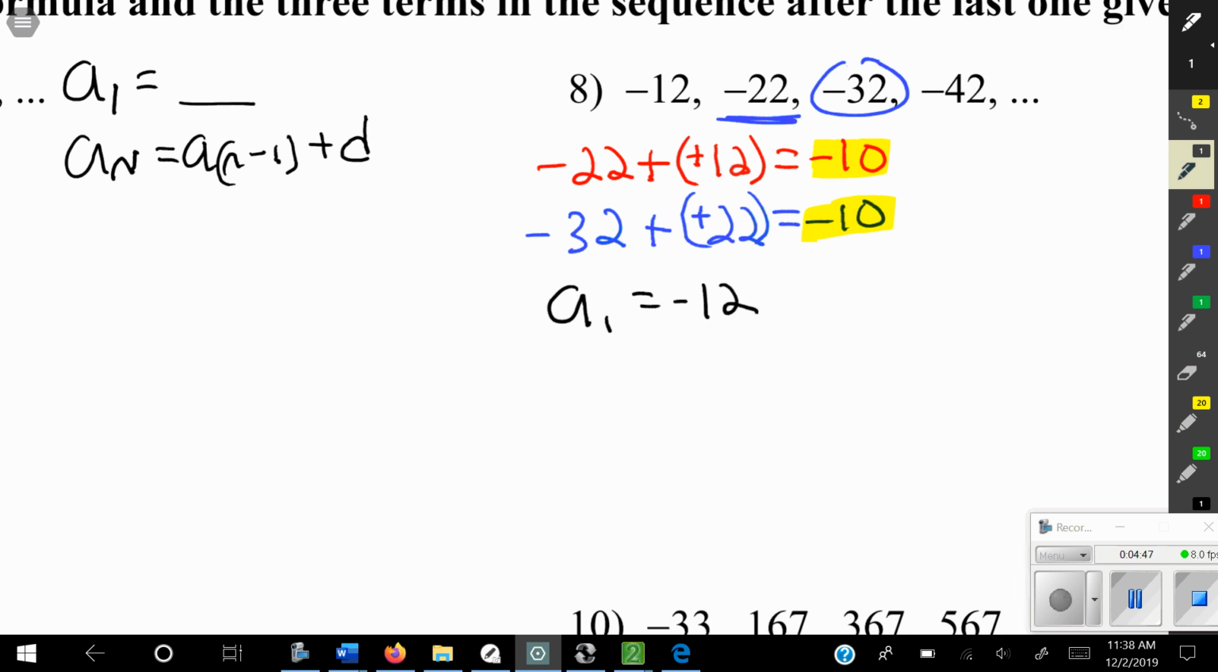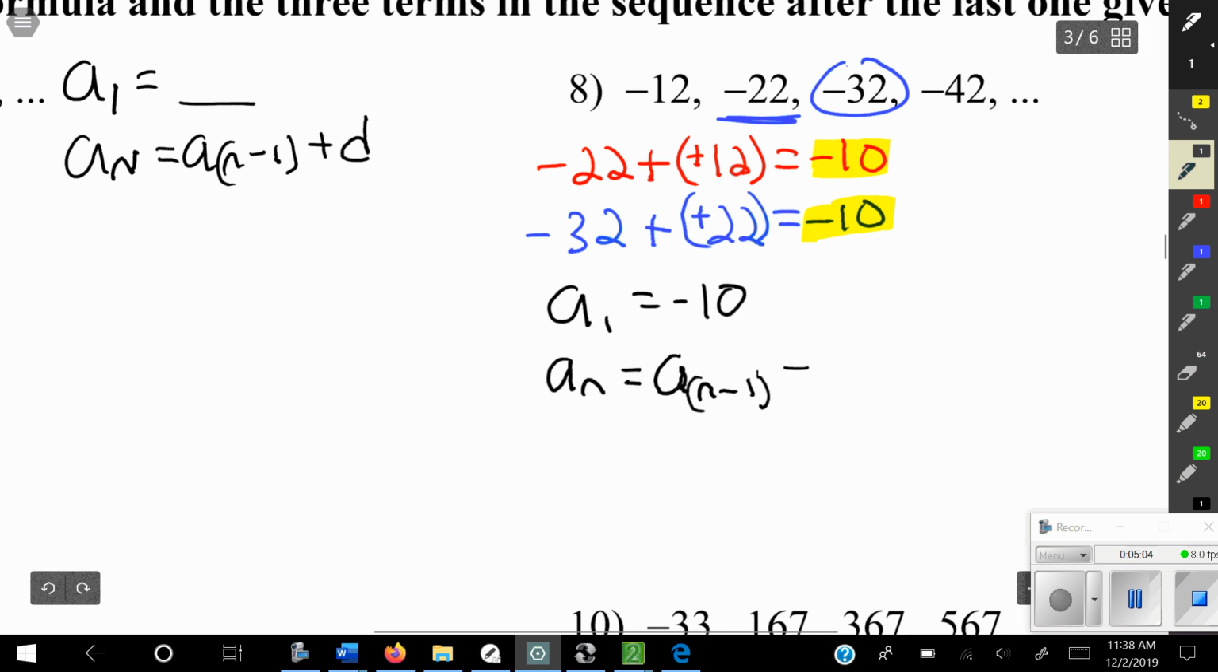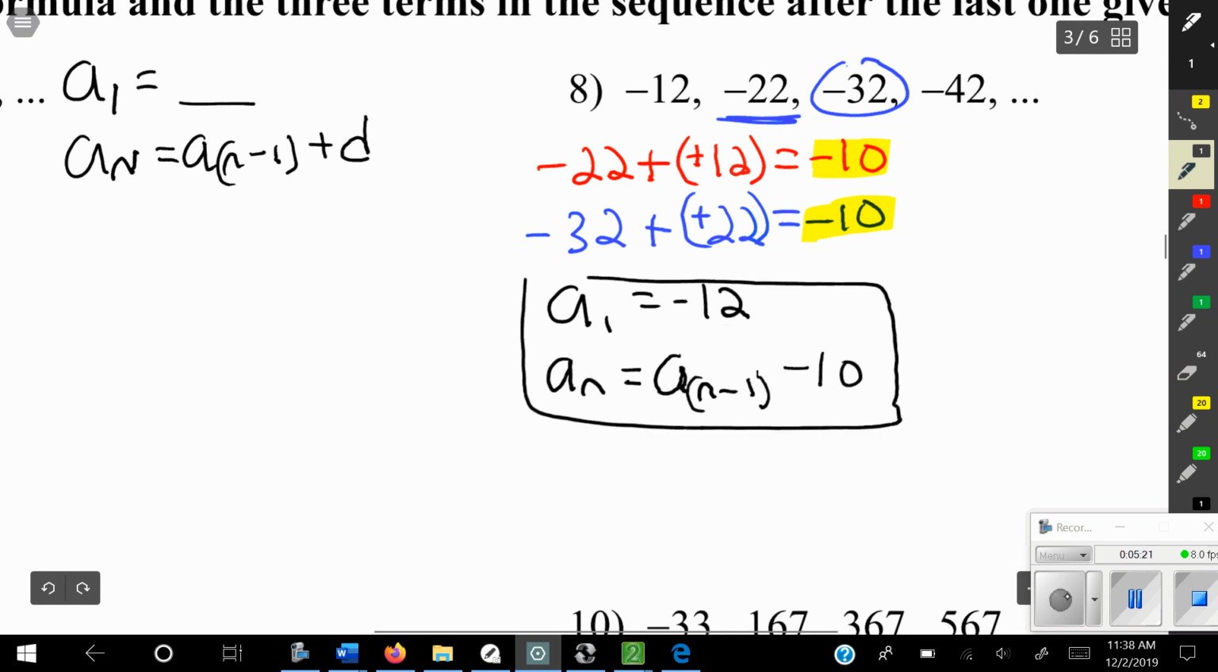And now I'm going to write the recursive rule and just replace the common difference with my common difference here, which is, don't know why I said 12, but it is negative 10. So the first term is negative 12. And then you've got a sub n is equal to a sub n minus 1 minus 10. So this is the answer here.